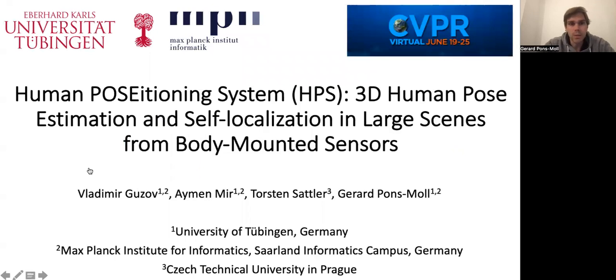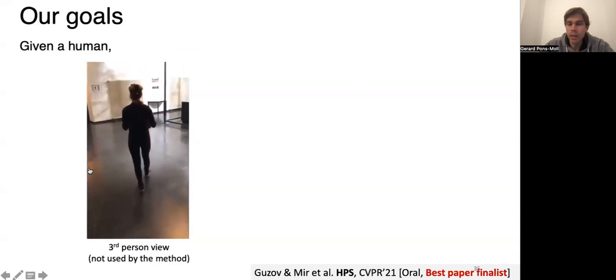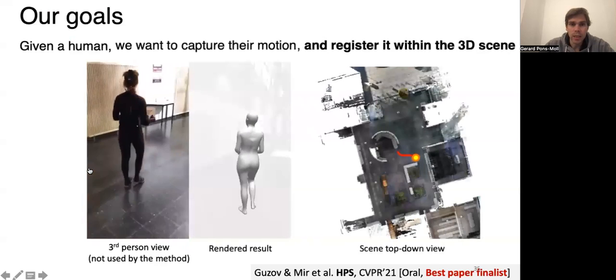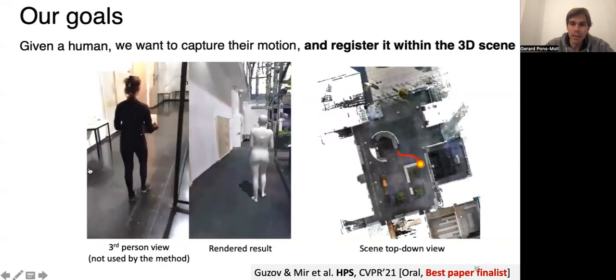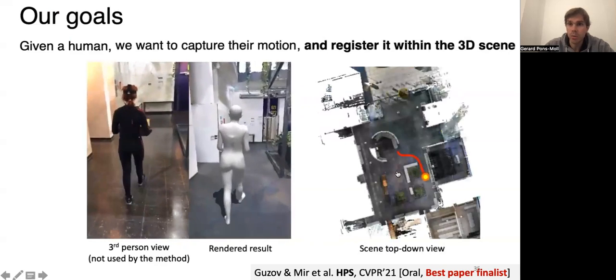And for these, there's work called Human Positioning System, or HPS, standing for 3D Human Pose Estimation and Self-Localization in Large Scenes from Body-Mounted Sensors. So what is the idea here? The goal is that, given a human moving in the 3D scene, the method recovers the human motion and can track it within the 3D scene. So basically it does two jobs. One is estimating the 3D human pose, and second, it localizes the person within the 3D scene.